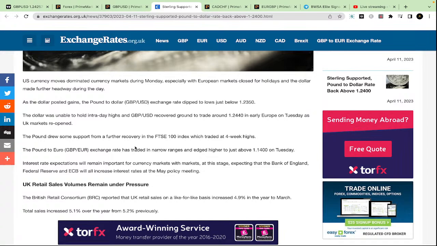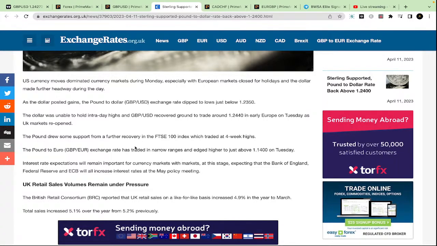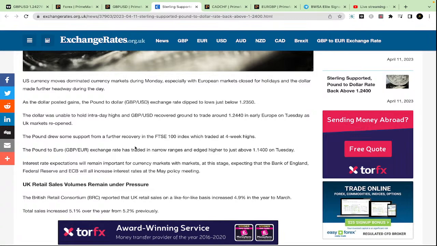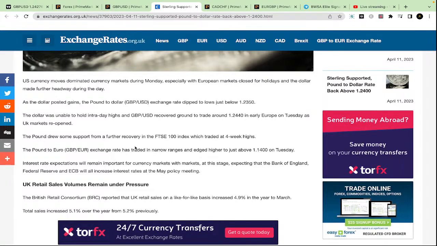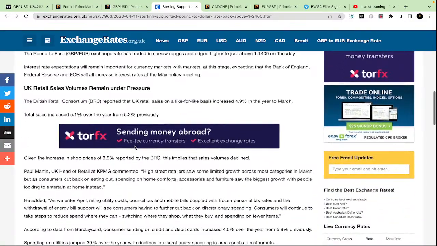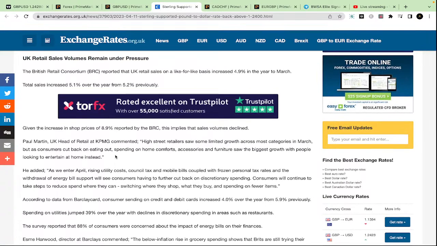Interest rate expectations will remain important for currency markets, with markets at this stage expecting that the Bank of England, Federal Reserve, and ECB will all increase interest rates at the May policy meeting, right? So they expect them to raise policy rates. Everybody in the Europe, UK area to raise policy rates in the May meeting. So this is all super important stuff as to where the pair is going and why, right?